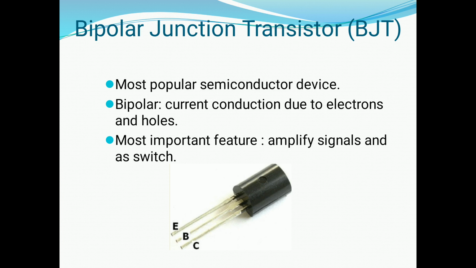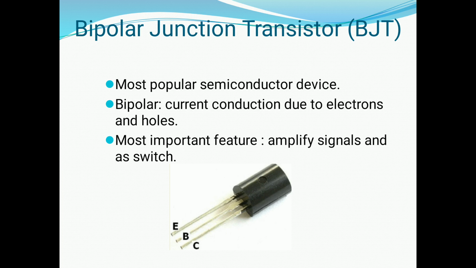BJT is the most popular semiconductor device. BJT is also known as bipolar device because for conduction of current, we require both electrons and holes. Electrons and holes are the two types of charge carriers in a transistor. Electrons are negatively charged and holes are positively charged. The important feature of BJT is it can be used as an amplifier in analog electronics or it can be used as a switch in digital electronics.